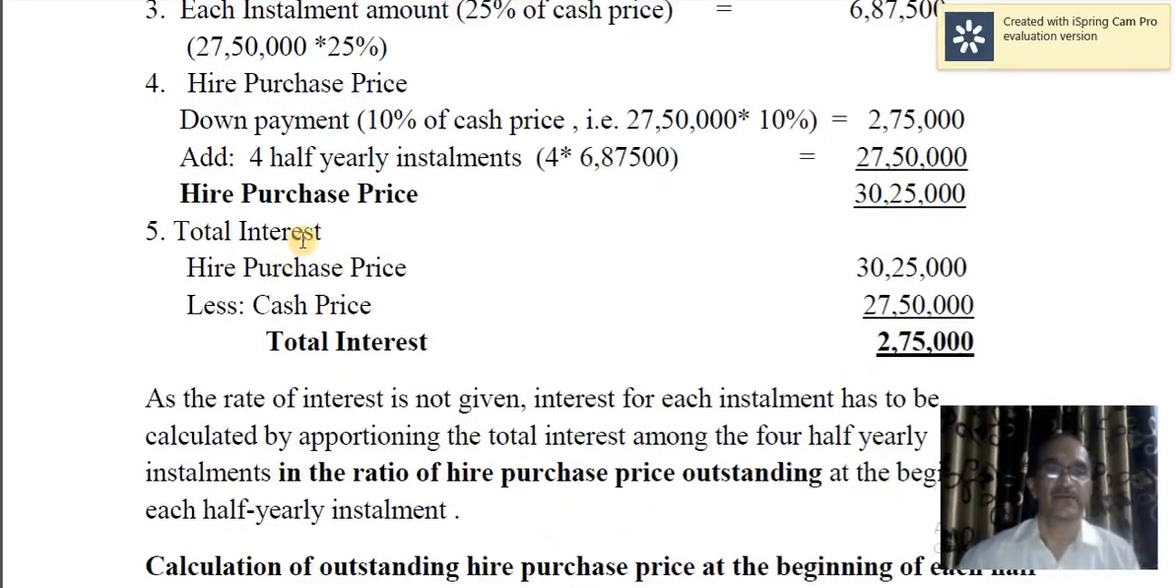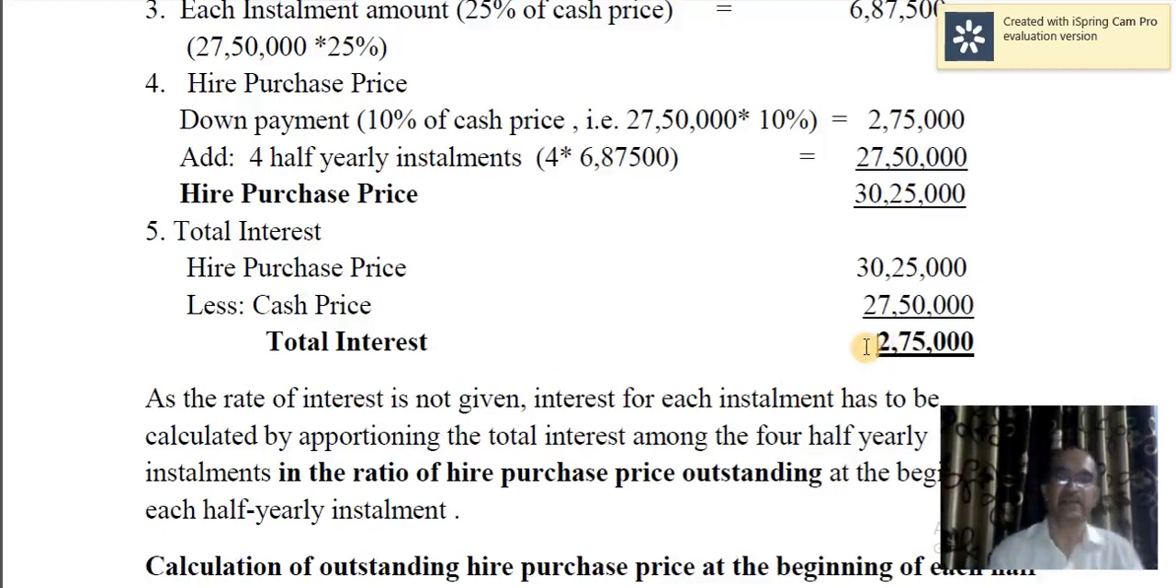Alright, total interest you have to calculate here. Hire purchase price is 30,25,000. Cash price is 27,50,000. Therefore, total interest is 2,75,000. In other words, cash price plus total interest is equal to hire purchase price. So hire purchase price minus cash price equals total interest.